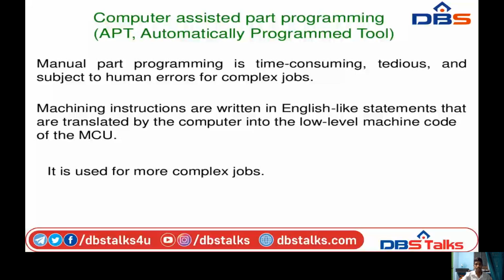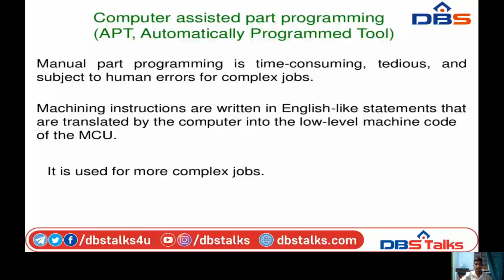Manual means it is a traditional part programming, but it takes a long time to respond. It takes a long time, is tedious, and is subject to human errors for complex jobs. Why am I stating this? Because in manual part programming there is human involvement, but compared to the automatically programmed tool, manual part programming is a very time consuming process and errors are there. Human involvement is very high in manual part programming.